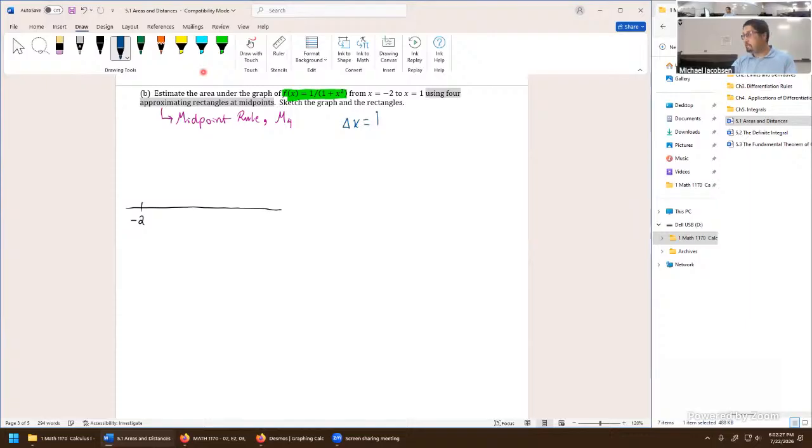It's always the same formula, b minus a, divided by n. When it says 4 approximating rectangles, it's implying n is 4, just like before. So 4 goes down below. The values for b and a: b is the upper bound, a is the lower bound. So we're going to go from 1 minus a -2. That comes out as 3/4. I think for this problem, it's slightly more convenient to write it as a decimal, 0.75.